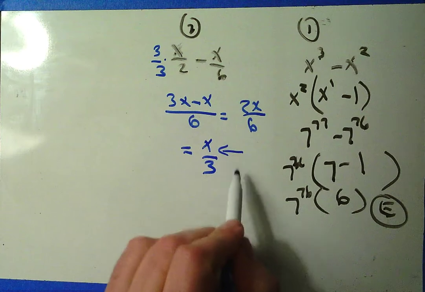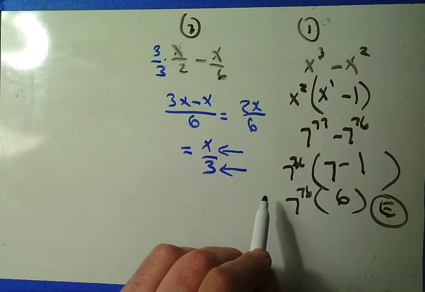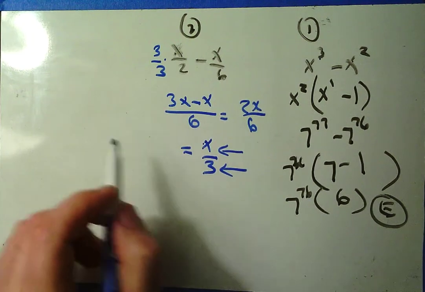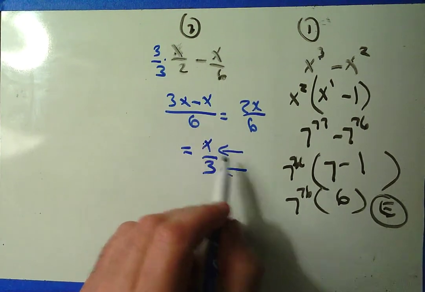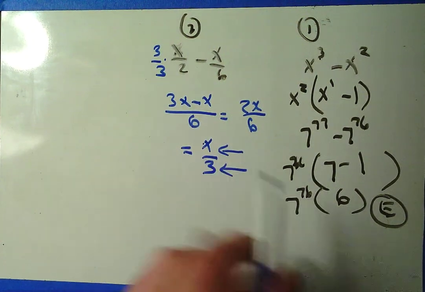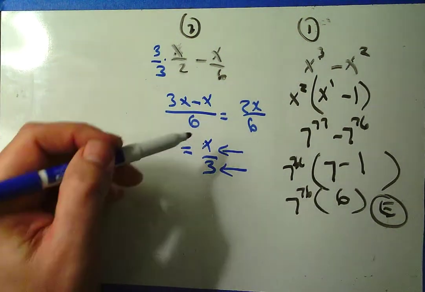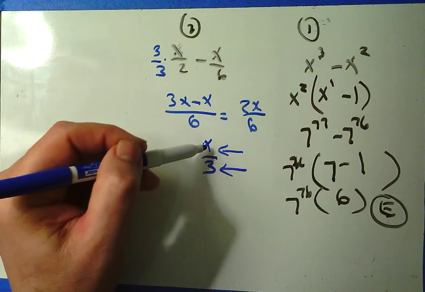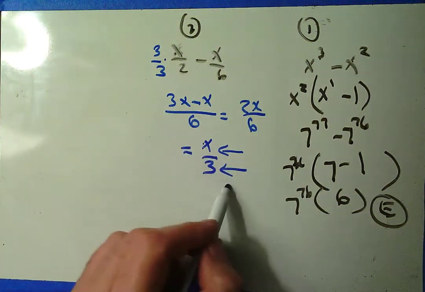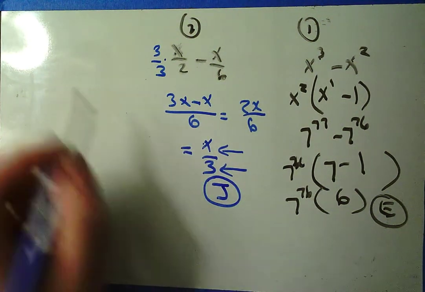Well, this number is divisible by 3. Which means that x must be some multiple of 3 if the result of dividing it by 3 is an integer. Remember, an integer, no decimals, no fractions. So this has to be a number like 6 or 9 or 12 or 15 or 18, and that means that x is a multiple of 3. So my answer here is J.